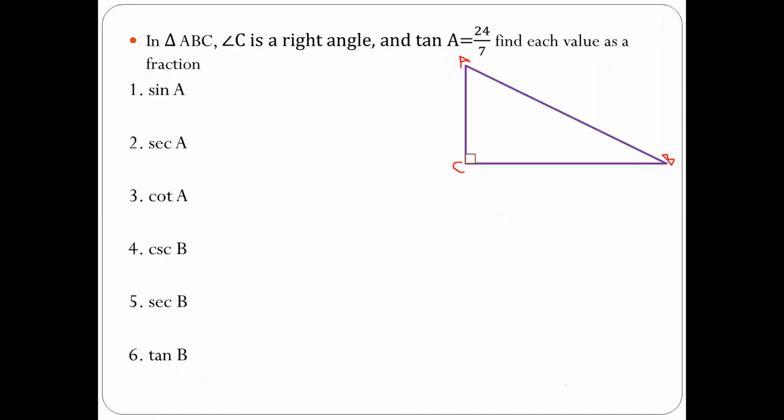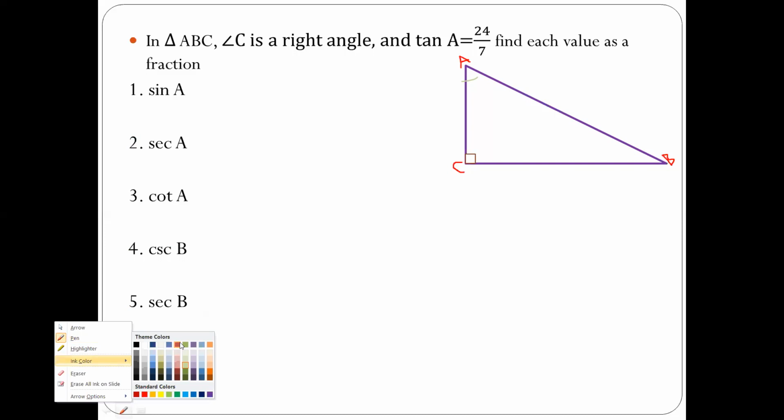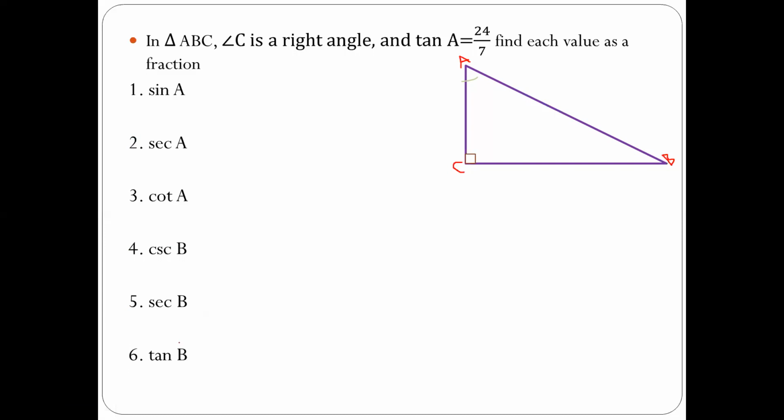In the triangle ABC, if C is a right angle and tan A is 24 over 7. Tan A for angle A. What is the tan? Tan is 24 over 7. Okay, what is the tan? It is opposite over adjacent. So opposite is 24 and its adjacent is 7.